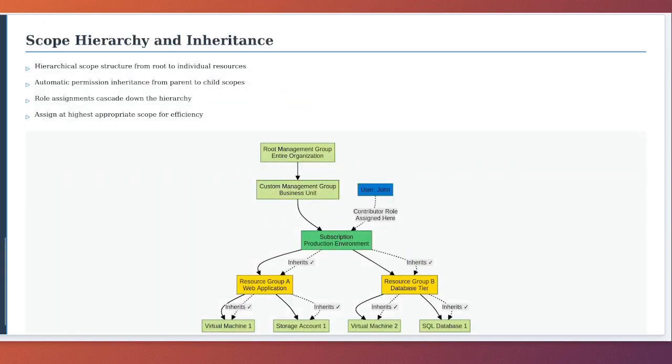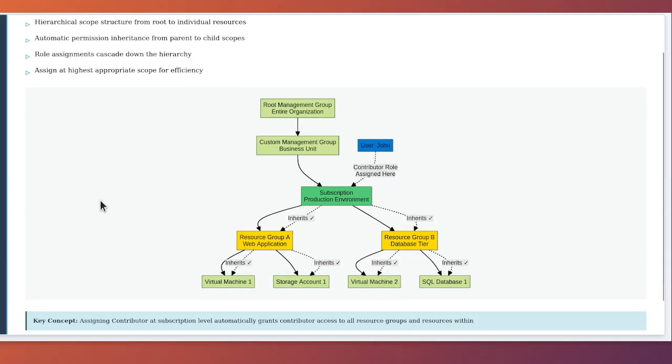Scope hierarchy and inheritance. One of Azure's most powerful features, and one that differs dramatically from AWS, is the scope hierarchy and how permissions inherit through it. This system provides tremendous flexibility but requires careful planning to avoid unintended access.